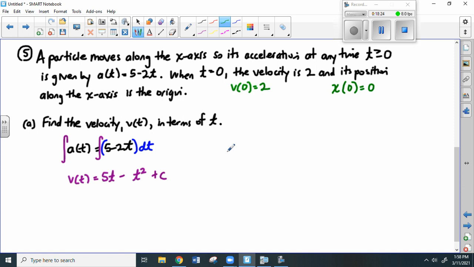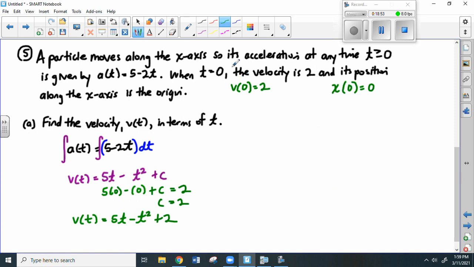Okay? All right, so v of 0, so we're going to plug in 0 for t. And you don't have to show this technically, but you do have to show that c does in fact equal 2. And then you have a velocity function. Okay, so you go back and just plug in c. All right, so there's your velocity function. That's the answer to this first part.